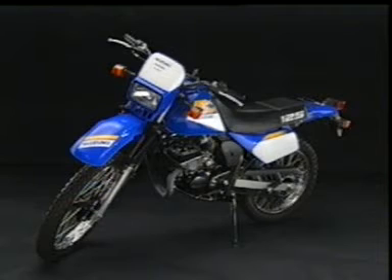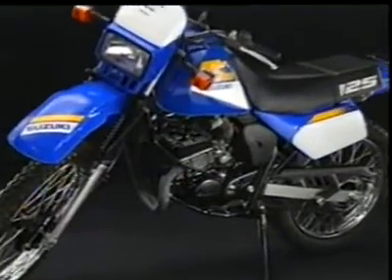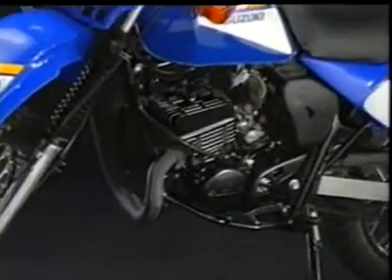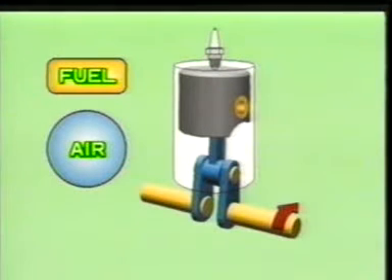The main component of a motorcycle is its engine. The first section of this video presentation will deal with engine types and their composition. But before discussing the actual makeup of each type of engine, let's go over the basic principle of operation of the internal combustion engine.